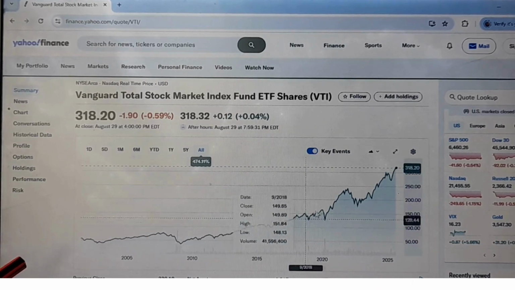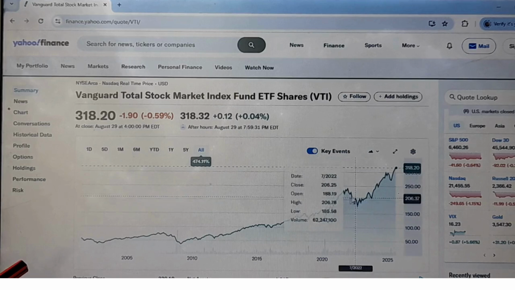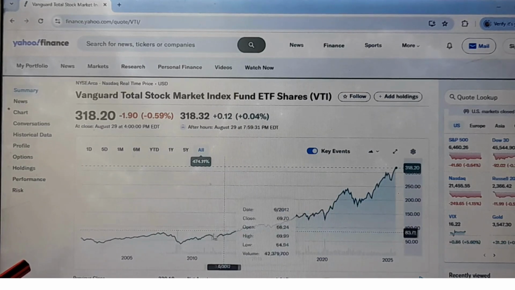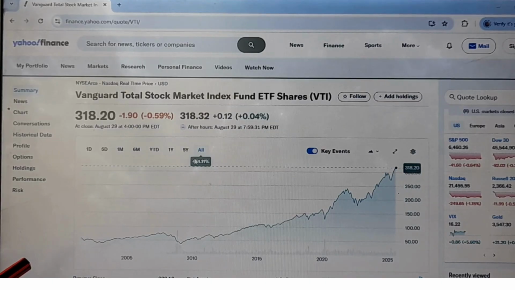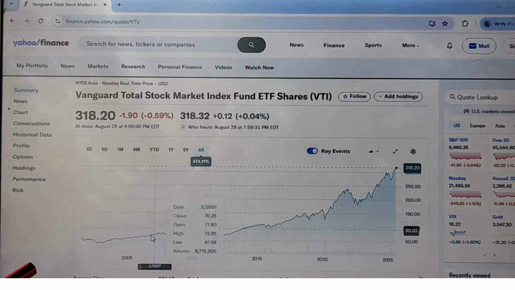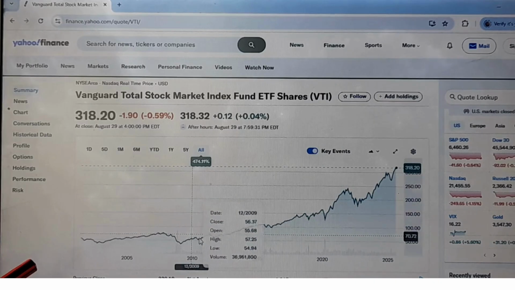So now I want to explain this line graph, okay? When you move along this line, you see that we get different values. So when it is here, it will be different. Now I've clicked on all. We see 474.11%, okay? So this one shows that VTI has been growing steadily over time.